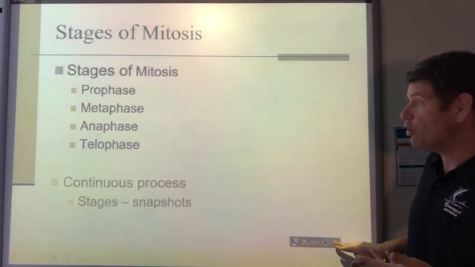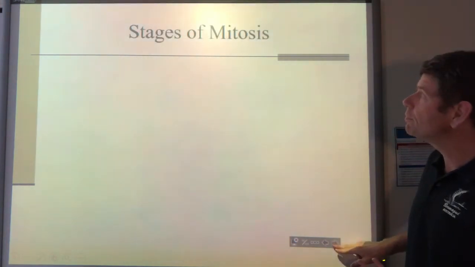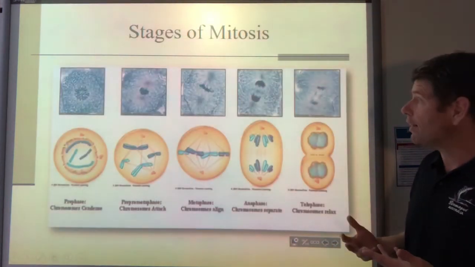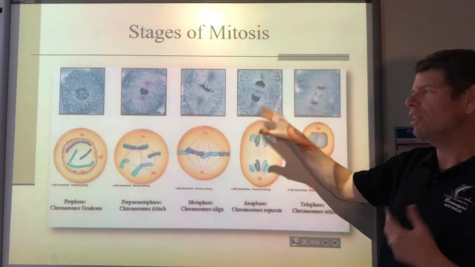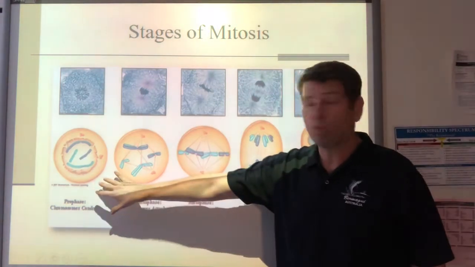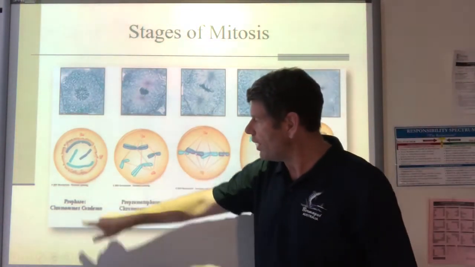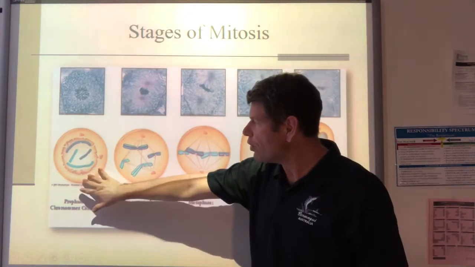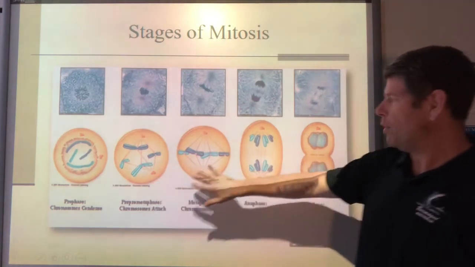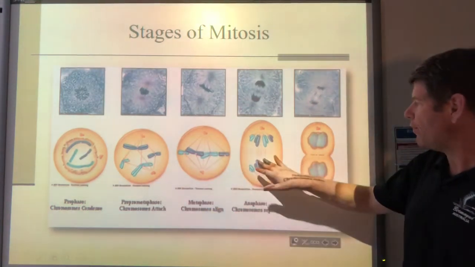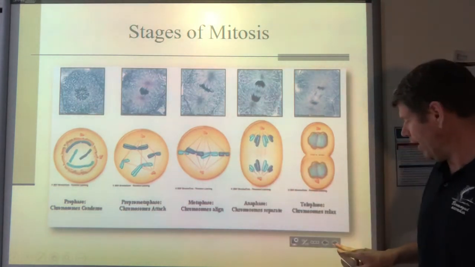And we need to talk about each one of those. And it's a continuous process. It looks something like this. So these are like electron micrographs, which give you an idea of what it would look like in reality. Here's our artist's rendering. But notice we have taken prophase and broken it up into an earlier stage of prophase and later prophase. Then we enter metaphase, anaphase, and telophase. So we're going to break down each stage right now.